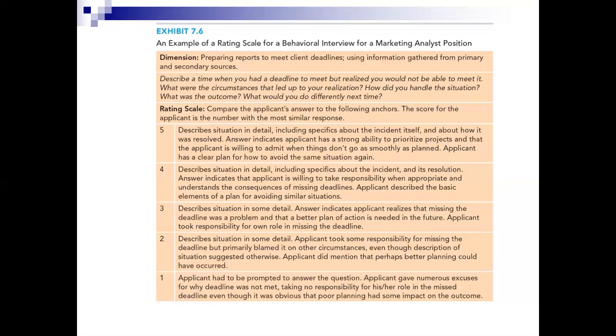A really excellent answer is where the candidate described the situation in detail, with lots of specifics about the incident and about how it was resolved. The candidate's answer indicated a strong ability to prioritize projects, and the applicant was willing to admit when things don't go as smoothly as planned. And now the applicant has a clear plan for how to avoid the same situation again. So that's another example of a past behavior question.